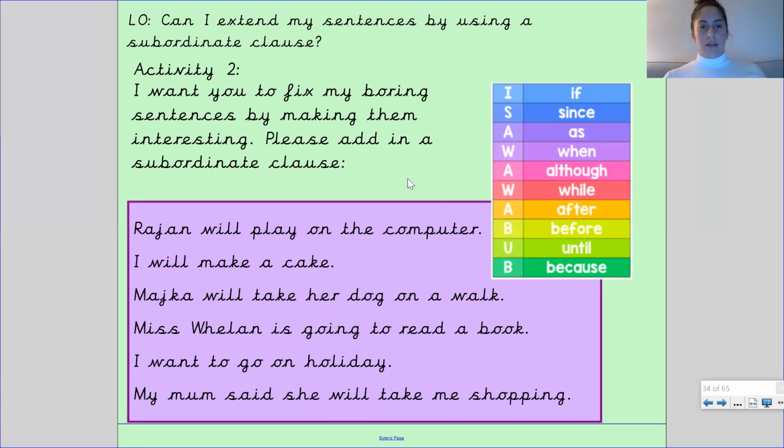Activity 2 is you need to fix my boring sentences by making them interesting. So you're going to add in a subordinate clause. You're going to choose a subordinating conjunction and add your own subordinate clause. So the main clause is given and you need to do the rest.